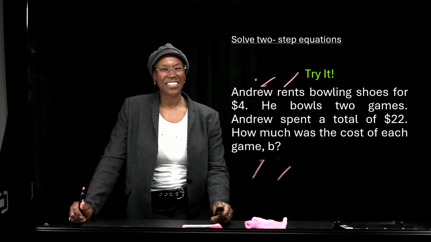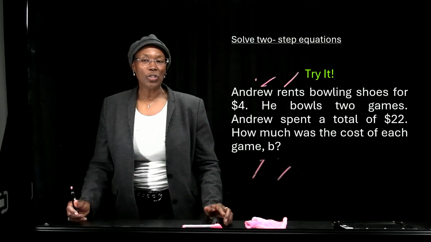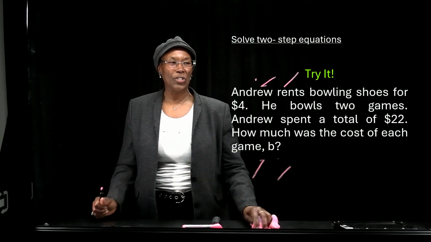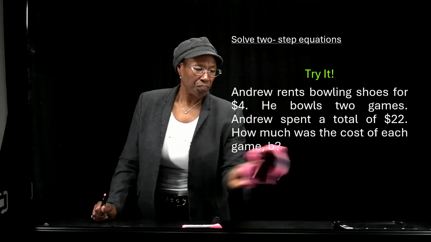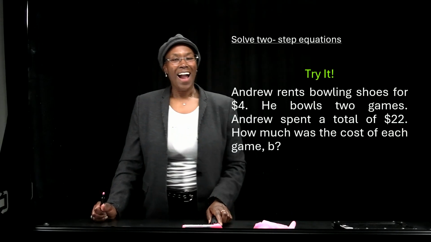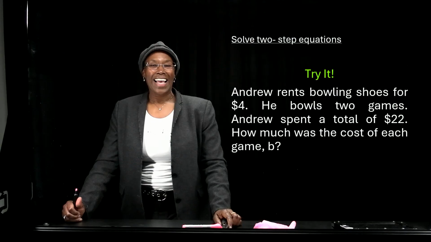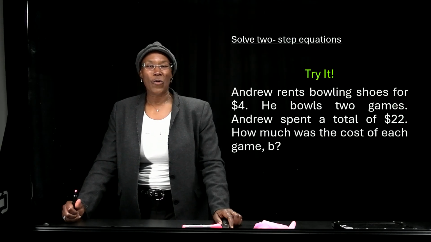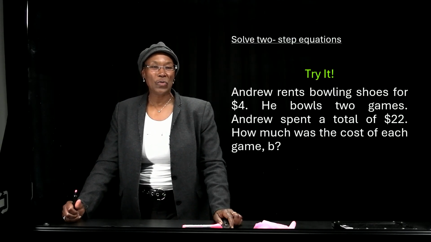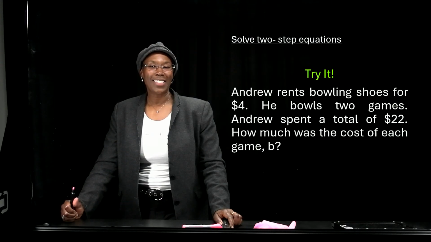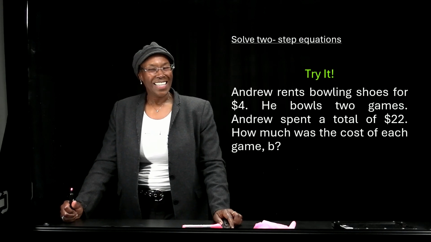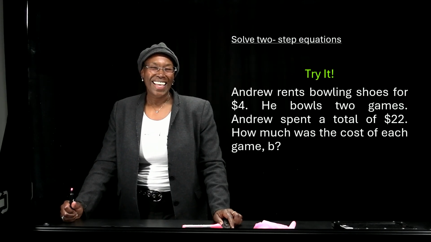Great job, class. Now, I want you to now get in groups of 4, and it's your turn to try it. Our problem we're going to do together, you're going to do as a group, is Andrew rents bowling shoes for $4. He bowls 2 games. Andrew spent a total of $22. How much was the cost of each game be? All right, group. Get in your groups. I'll walk around and see how you're doing.